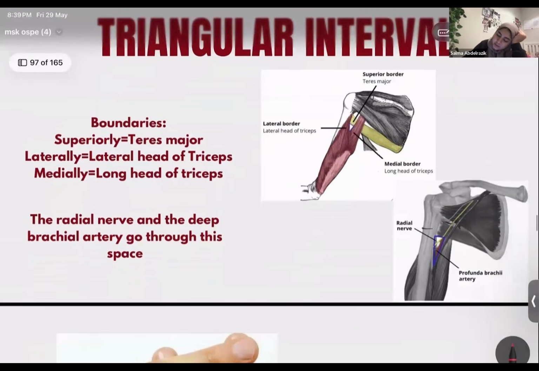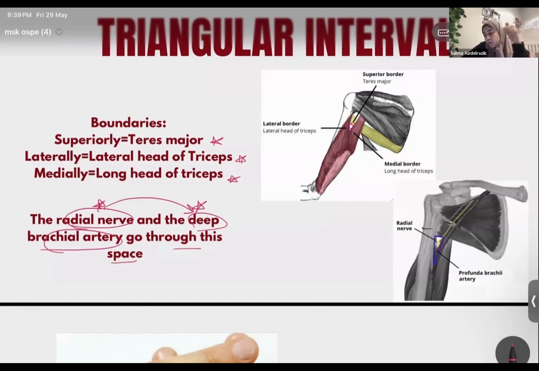And finally, the triangular interval. It's also triangular, so it's 3 boundaries. It's the one down this time. Laterally, it would be the humeral head, or humerus in general. Medially, you have the triceps. Superiorly, you have the teres major. Don't mix it up, guys. It's super simple when you start seeing what I'm talking about. It took me so long to figure it out. Superior, lateral, and medial. The radial nerve and the deep brachial artery go through it. Like we said, radial comes with deep brachial artery. Cool?